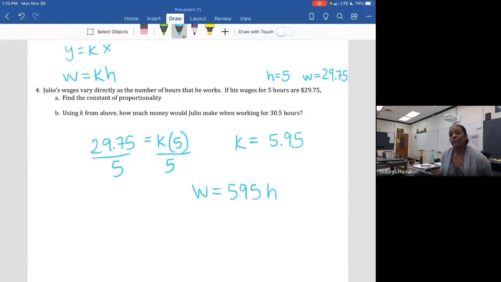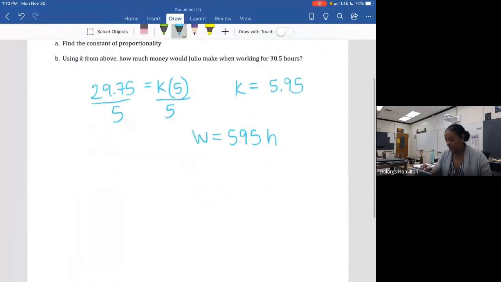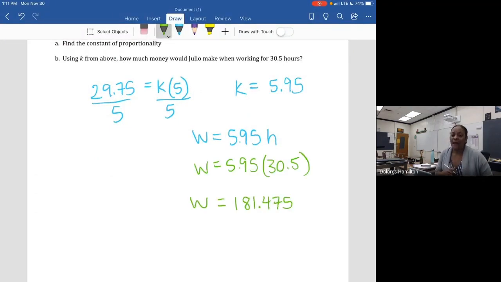So now I'm going to use that K to figure out how much money he would make if he worked 30.5 hours. So I want to find W, the wages, if I know H is 30.5. So in that equation that we just found, we're going to plug in 30.5 for H. And when I plug that into my calculator, I got this. So if I'm being realistic and idealistic, I would round that up.